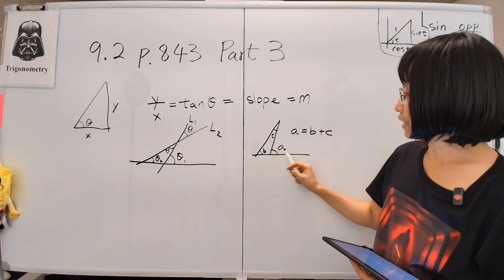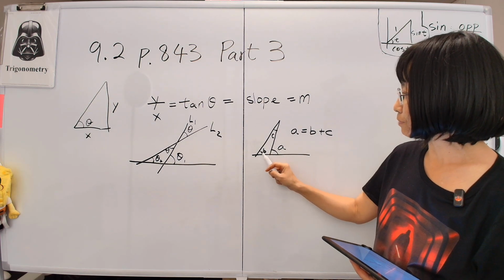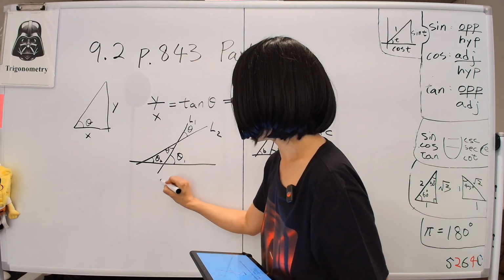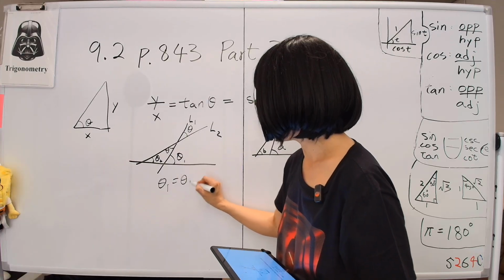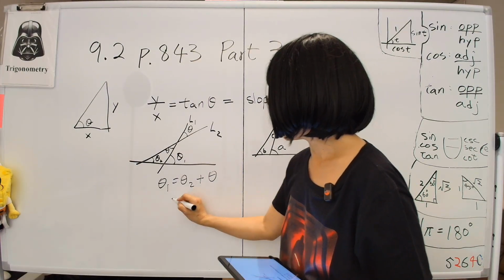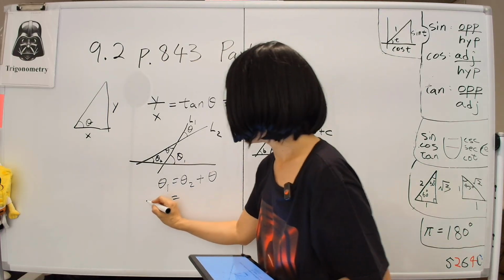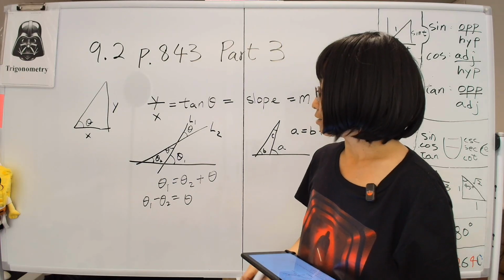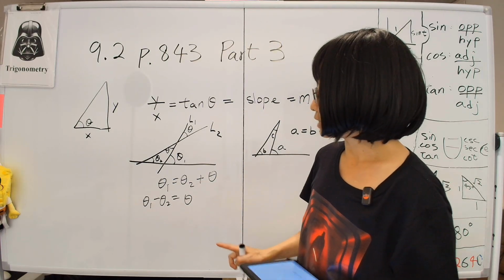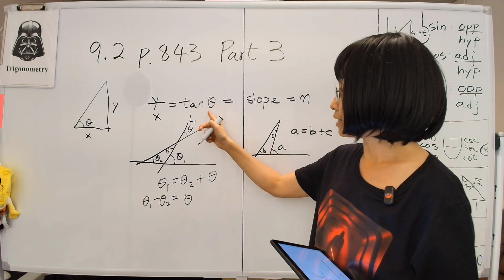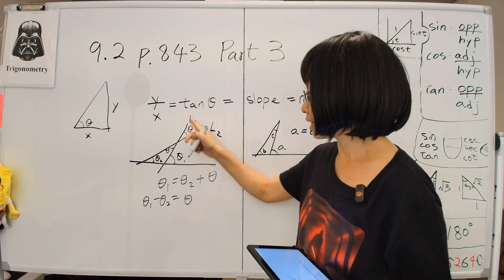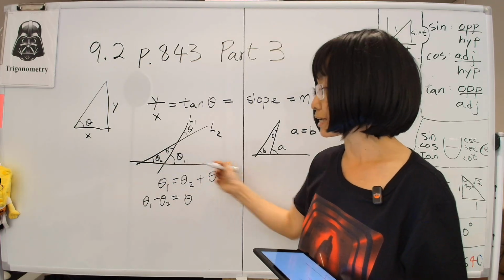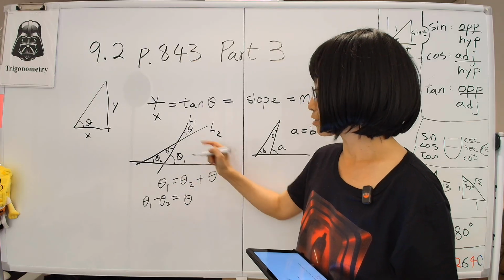So remember, A, that is, this angle, is equal to B plus C. In other words, theta 1 is equal to theta 2 plus theta. I'll write that down right here. Theta 1 equals theta 2 plus theta. Put another way, since we're looking for theta, theta equals theta 1 minus theta 2. Okay, this is theta. Now the next thing we remember is that tangent theta is equal to the slope of the line. Each line makes a certain angle with the horizontal x-axis, and its slope is the tangent of that angle.